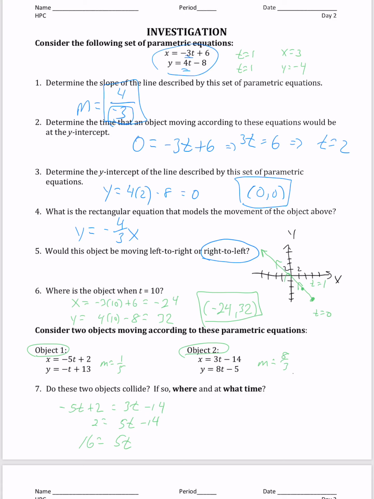What did I do wrong? Oh my gosh. I tried adding 5t and somehow got 5t. That should be 8t. I was like, that doesn't work out right. Okay, there we go. That's much better. Alright, so t in this case is 2.